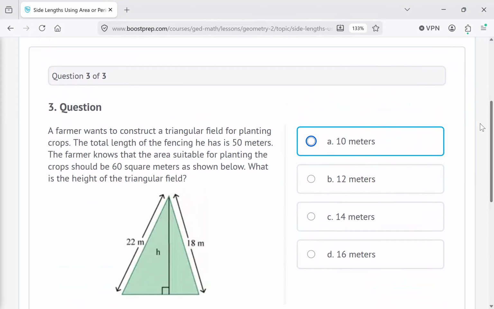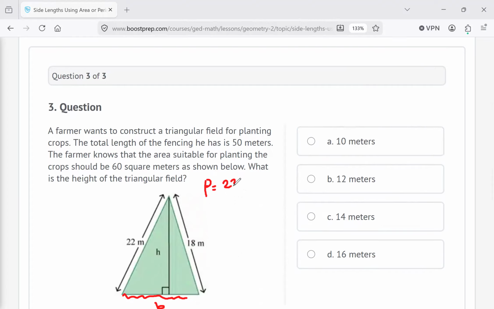So here we are dealing with a right triangle, or one of them. This triangle here is a right triangle because of this box symbol. So what I'm going to do is find the perimeter of the triangle. Let's call this unknown length B. Perimeter is basically when you add up all the side lengths. So one of our side lengths is 22. One of my other side lengths is 18. And then this third side, I call it side length B.